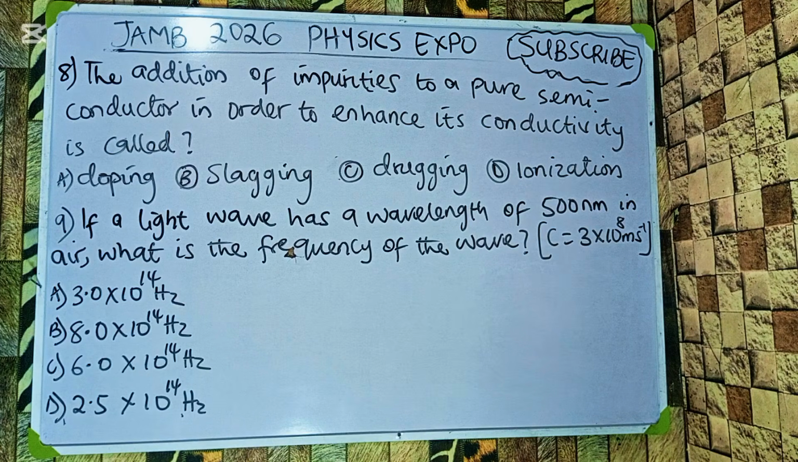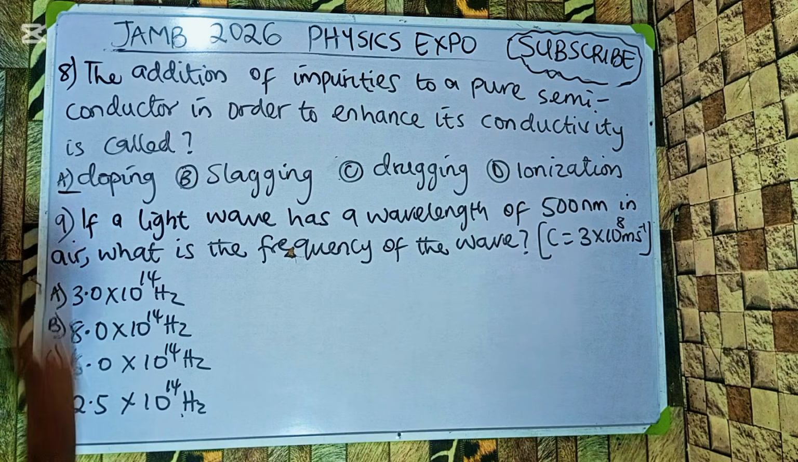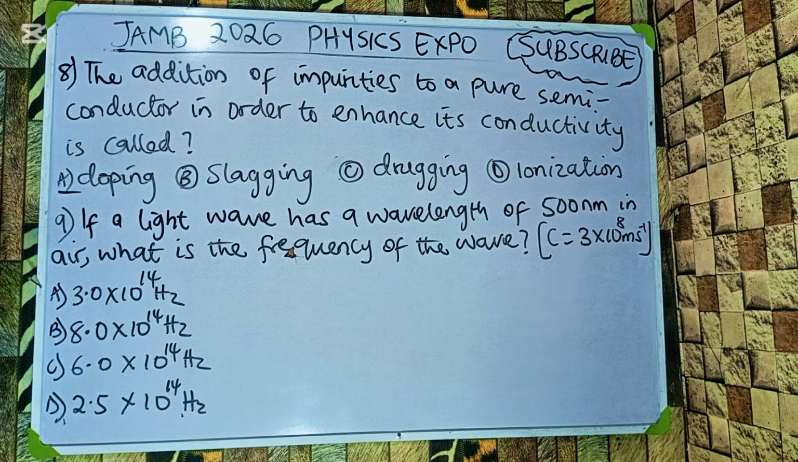Question 8. The addition of impurities to a pure semiconductor in order to enhance its conductivity is called option A, doping, option B, slagging, option C, drugging, option D, ionization. So the correct option to this question is A, which is what? Doping. Doping is the process of adding an impurity to a semiconductor to improve its conductivity.